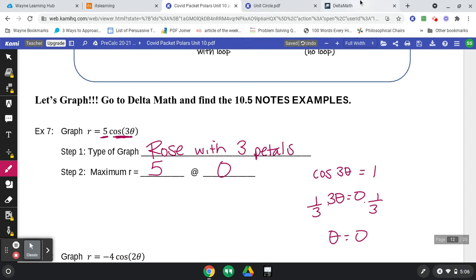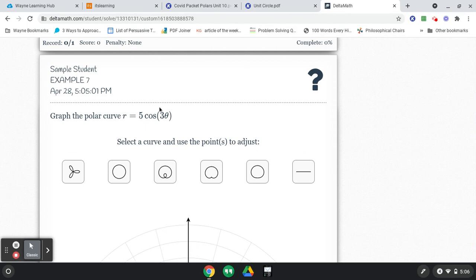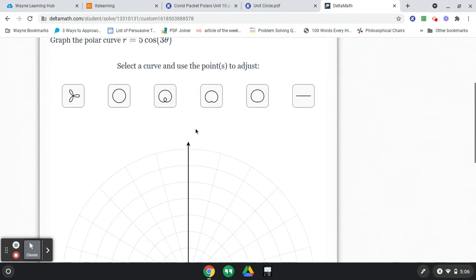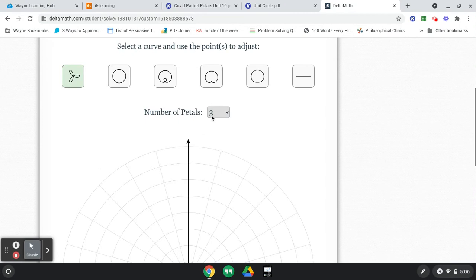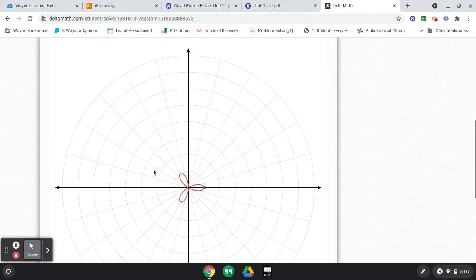Let's look at Delta and plot a rose with 3 petals with a maximum of 5 that happens at 0. Notice we have that exact same problem right here. So we're going to select the rose. And then it asks you for the number of petals, and it gives you a drop-down menu. The ones we're going to do are either going to have 3 or 4. We're not going to get into these other ones. So this one has 3, so I'll select that, and then immediately you see the rose pop up here.